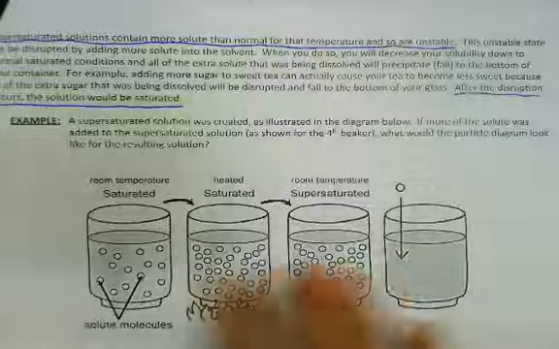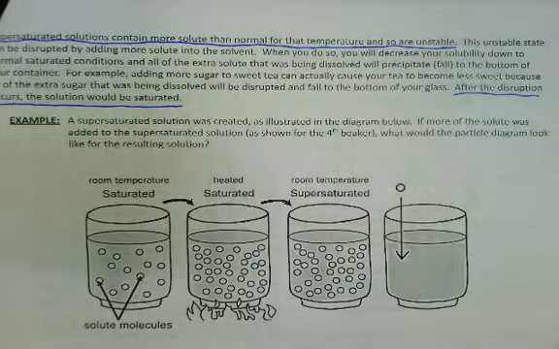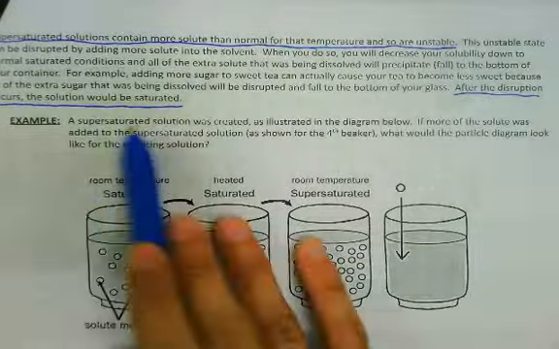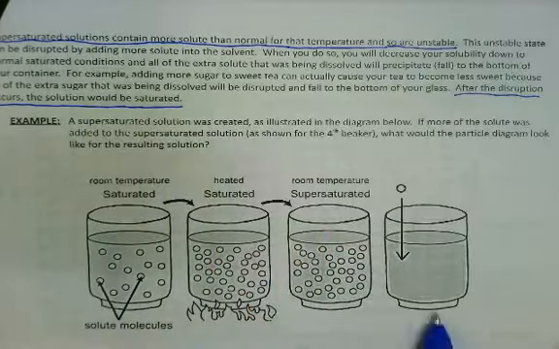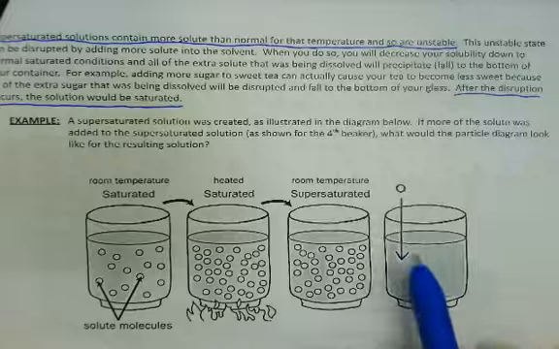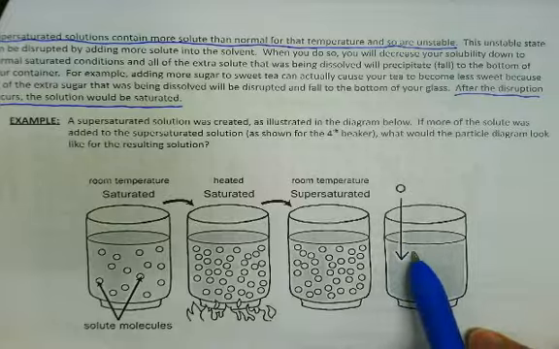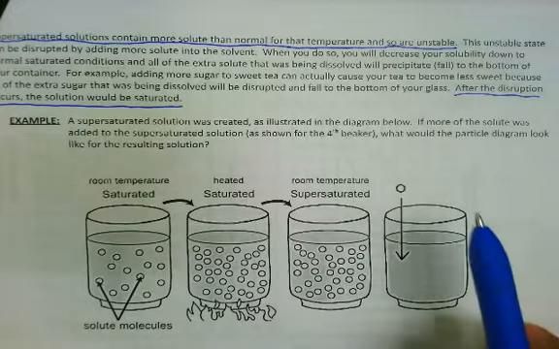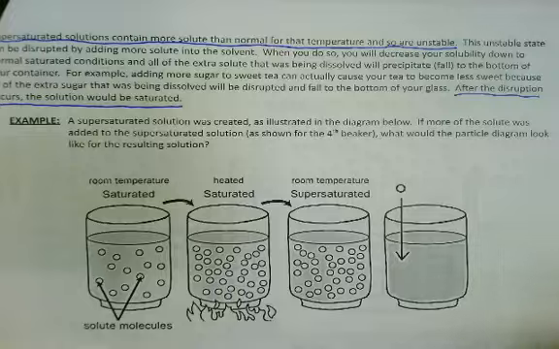So we're going to look at this example down here. We're going to do some labeling so we can illustrate essentially what happens when we make a supersaturated solution and what happens when you disrupt a supersaturated solution, aka how your sweet tea becomes less sweet if you add more sugar.